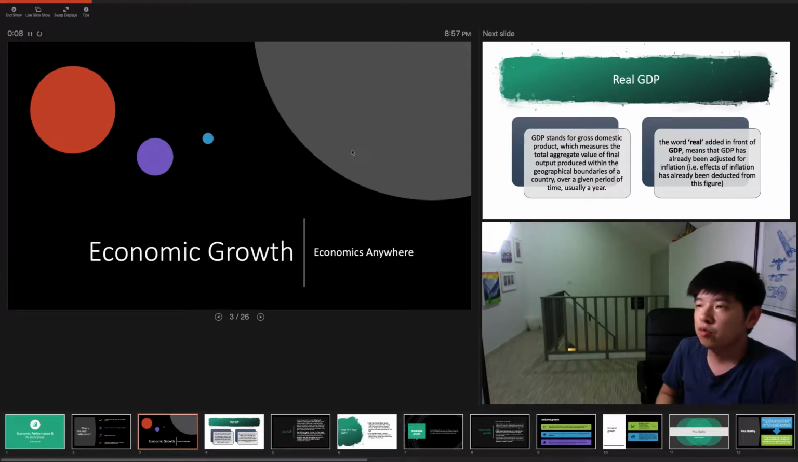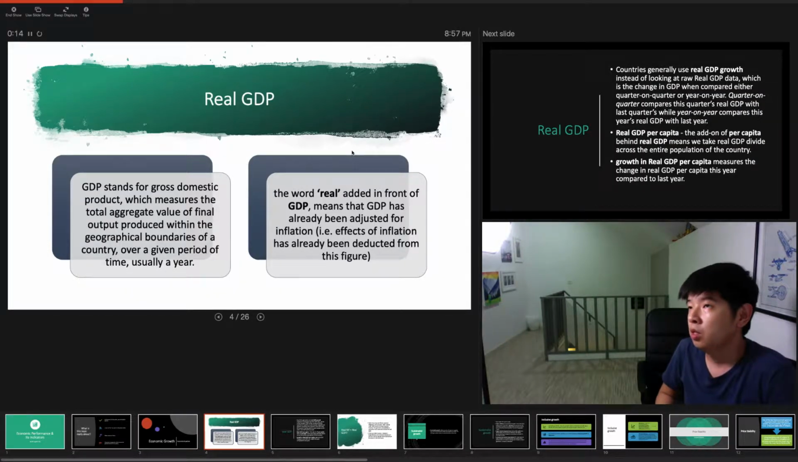Now let's first start with how we can measure economic growth and how an economy is performing in terms of economic growth. So the one primary indicator we will usually use to measure the economic performance of a country is this indicator called real GDP. GDP stands for Gross Domestic Product, which measures the total aggregate value of final output produced within the geographical boundaries of a country over a given period of time, usually a year.